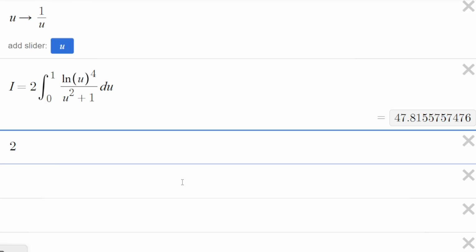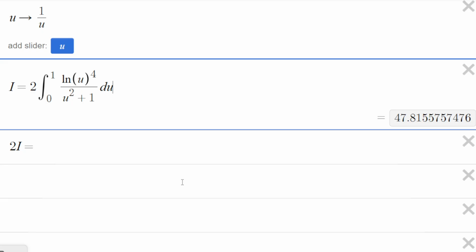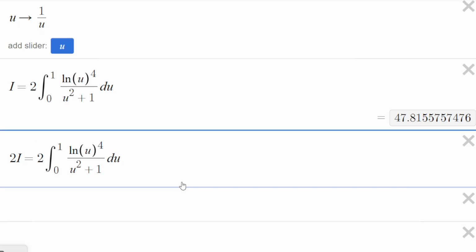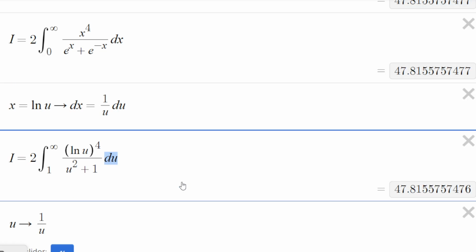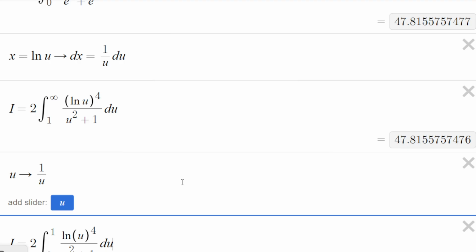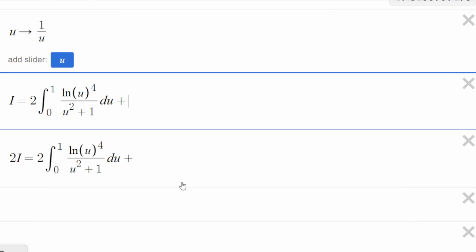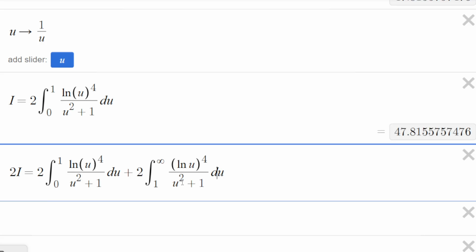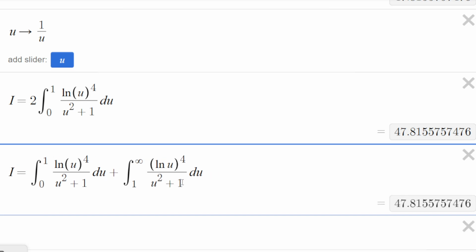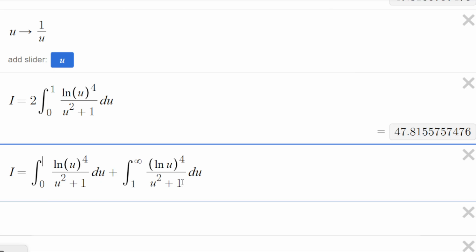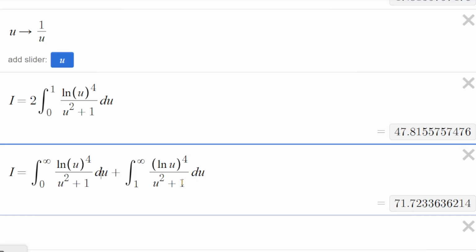That means that 2I is going to be equal to this plus this. And then dividing both sides by 2, we get that I is equal to the sum of these two integrals. And they have the same integrand. This one goes from 0 to 1, the next one goes from 1 to infinity. So we can combine them into one integral. Great. So there's our new expression for I.